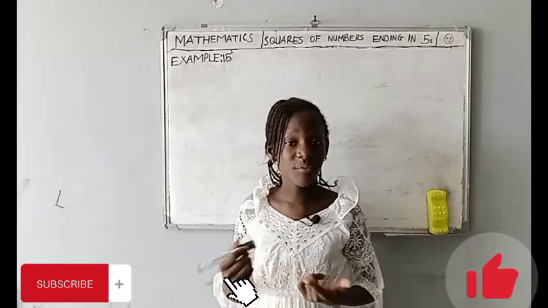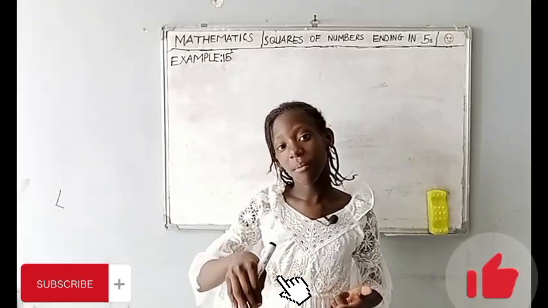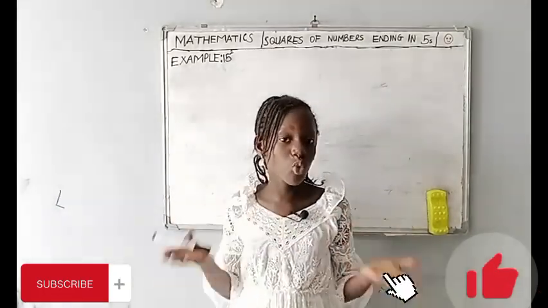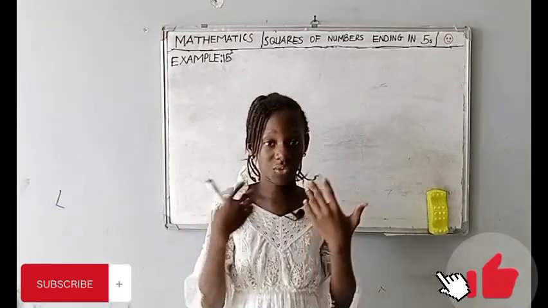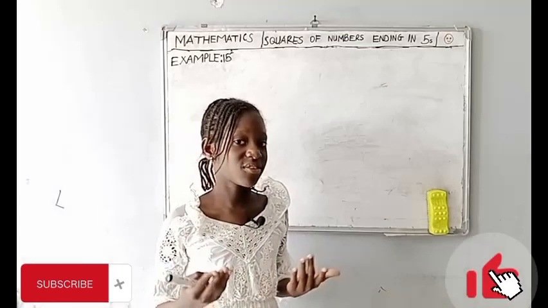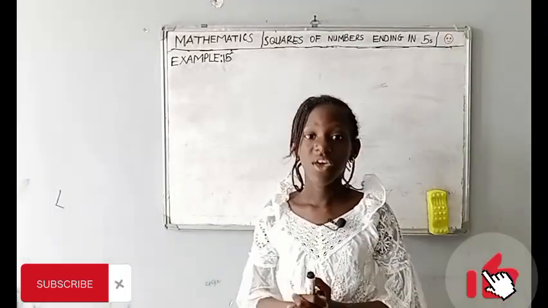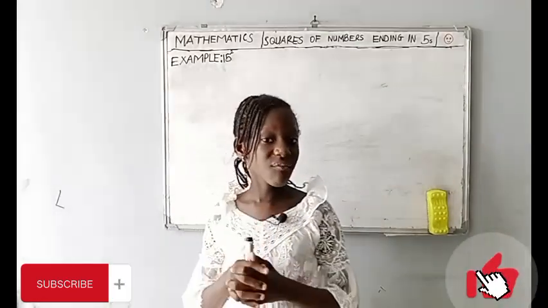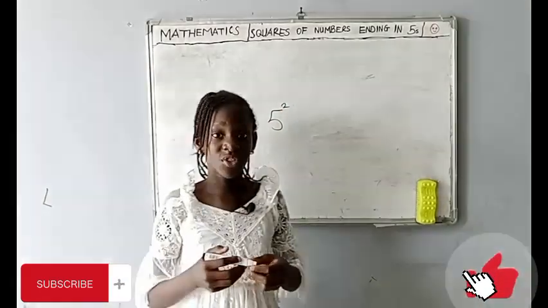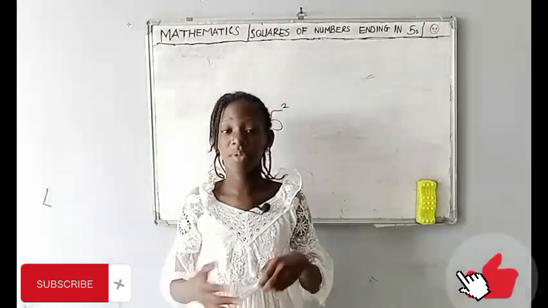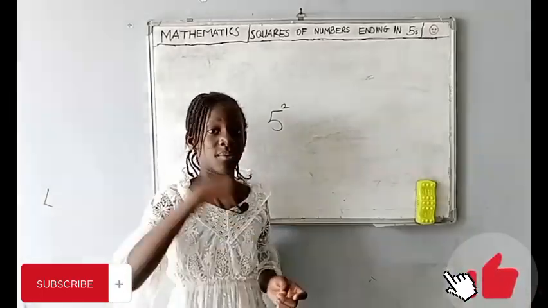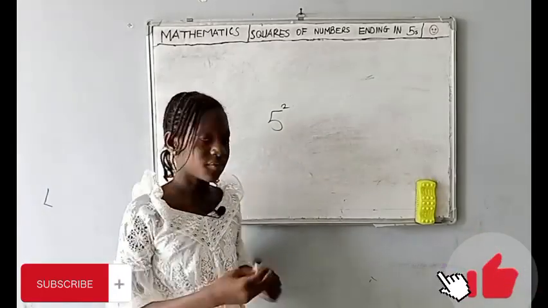The square of a number simply means that number multiplied by itself. For example, 2 squared is 2 times 2, which is 4. 3 squared is 9. 4 squared is 16. 5 squared is 25. 6 squared is 36. So what's 5 squared? Finding the square of a number is multiplying the number by itself. In abacus, 5 squared is 5 times 5, which is 25.